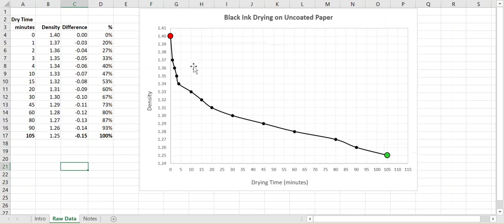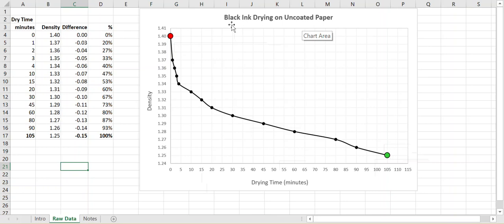Now most of the dry back occurs quickly within the first 5, 10, 15 minutes, and then slowly it becomes more gradual. Now you could argue I should have gone a little farther here because it doesn't look like this exactly flattened out or plateaued out. Now this analysis is only for black ink on uncoated paper.